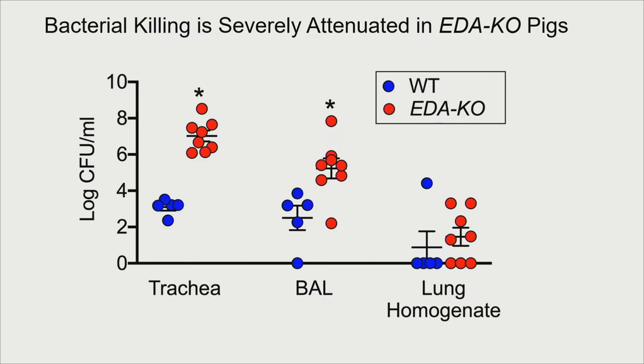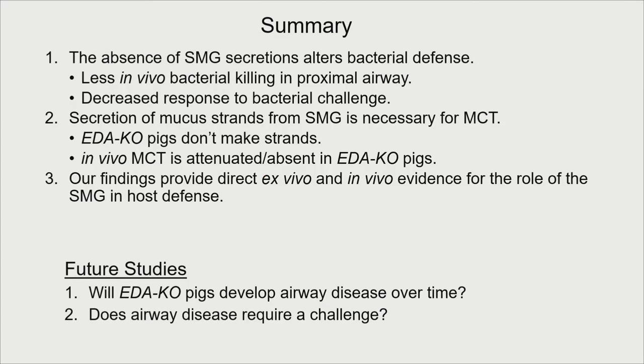What you can see is that in red are the EDA knockout pigs, and they had significantly threefold more bacteria remaining in their trachea than the wild-type pigs. That was also true in the BAL, where there was significantly more bacteria remaining than in the wild-type pigs. In the lung homogenates, there was no significant difference, but there was a trend toward more bacteria present in the EDA knockout pigs. So, in summary, the absence of submucosal gland secretions alters bacterial defense.